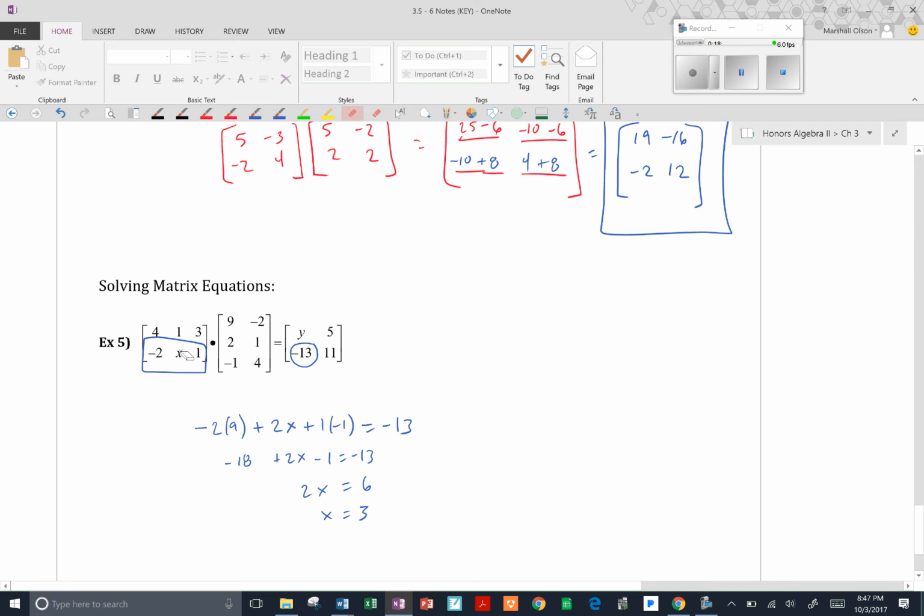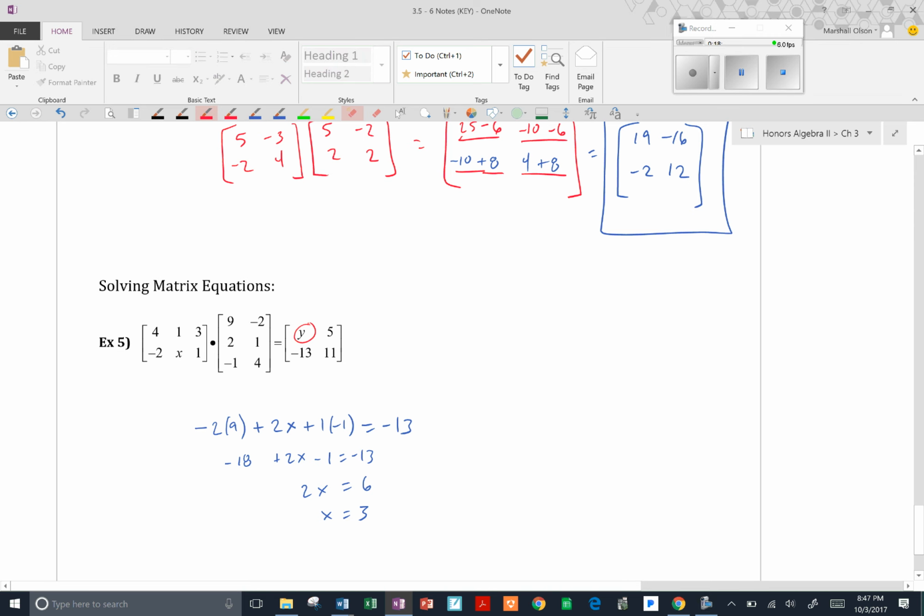All right, let's just put that back in and see what we get here. We should get a true equation. I'm going to check that back in. So if we took -2 times 9, 3 times 2, and 1 times -1, I have -18, so -12 minus 1 is -13. That checks out. That was good. All right. So we have our x value. Let's find our y value now.